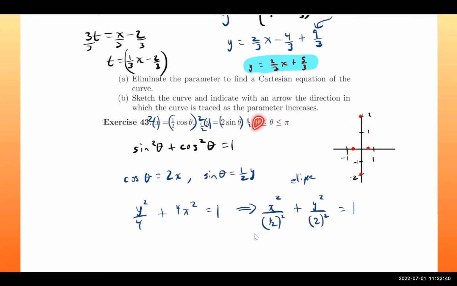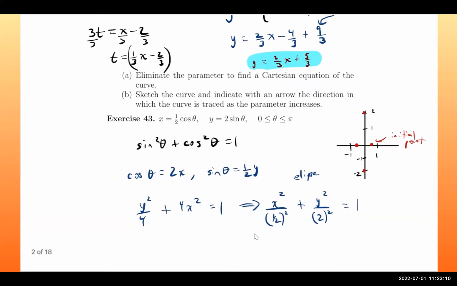But they give us a certain domain. They want us to go from 0 to pi. So if you plug in 0 for theta, that's your initial point. You're going to get cosine of 0, which is 1. 1 times a half is 1/2. So this is your initial point. You also plug in 0 for this equation. Sine of 0 is 0, so that's why this is the initial point.